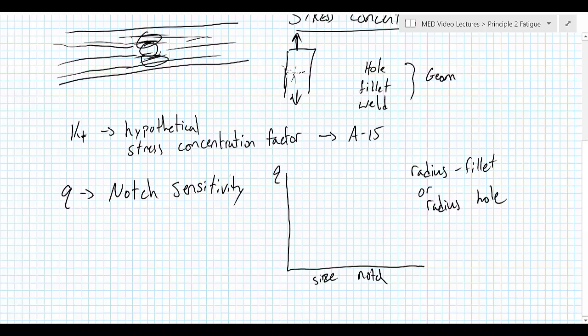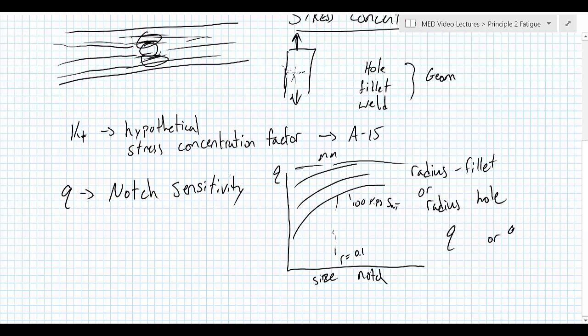So we have a few experimental data, and the graphs basically look like this. There's a bunch of different lines. Each line represents a different ultimate strength, so this might be 100 kpsi ultimate strength. And then you find your size of the notch radius. Radius equals 0.1 inch. Millimeters is on the top of these graphs. And we're either looking for Q for normal or QS for shear.